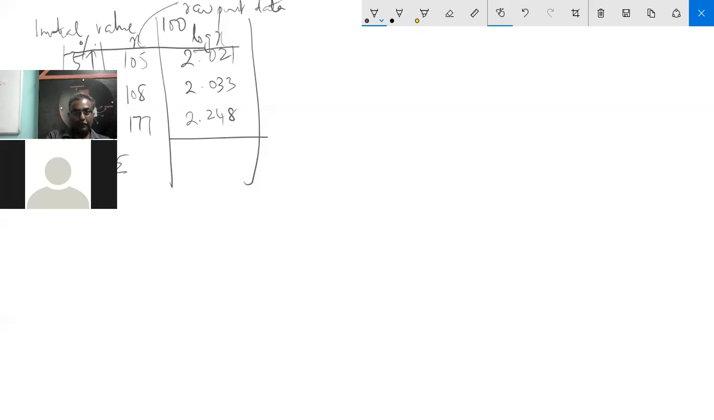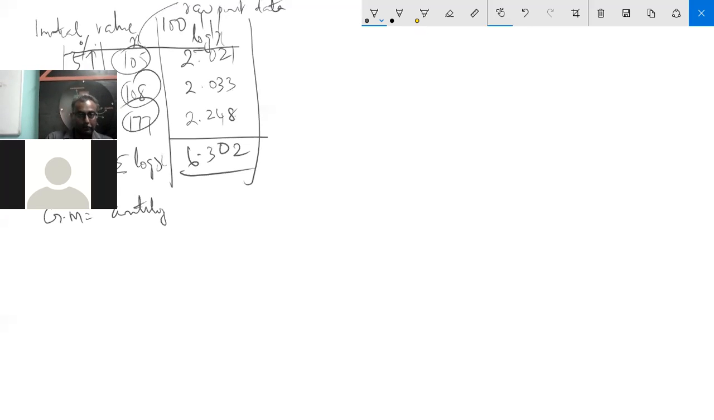Then you have to find sigma log of x. Then you have to find what is n. N here is equal to 3. 1, 2, 3. That's all 3 values. N is 3. So geometric mean is equal to anti-log of sigma log of x by n. Okay. Now how much? 2.021 plus 2.033 plus 2.248. That gives 6.302. Okay. So 6.302 is your total.